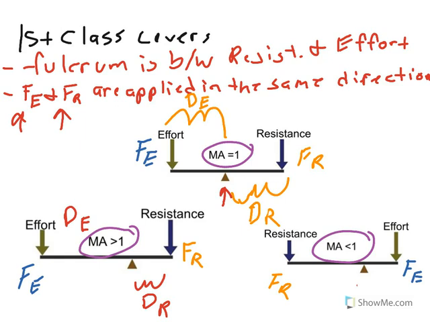A mechanical advantage of greater than 1 means that over a much longer distance, I use less force to move about the same amount of resistance. For a mechanical advantage of less than 1, I put in greater force over a shorter distance.